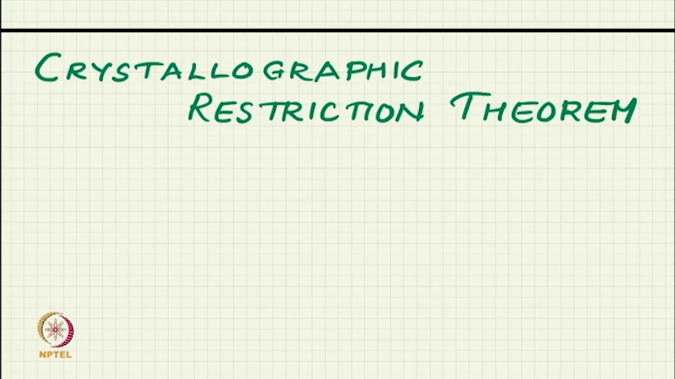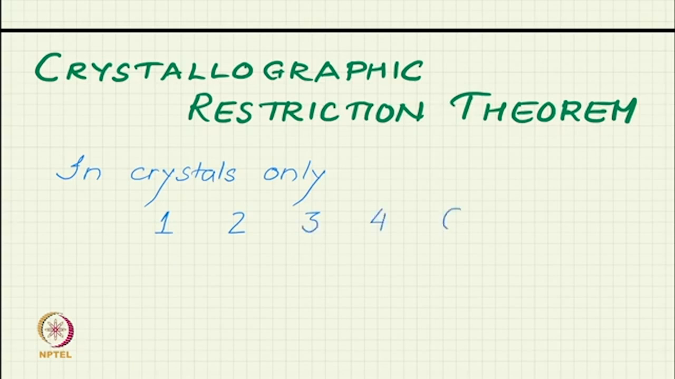Now we are ready for our crystallographic restriction theorem, which I said is one of the most beautiful and important theorems of this course. What does this theorem say? This theorem says that in crystals, only 1, 2, 3, 4, and 6 can be present. I am not making any mistake, 5 is missing.